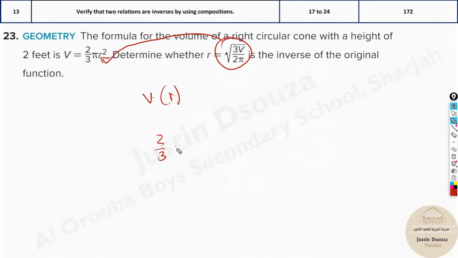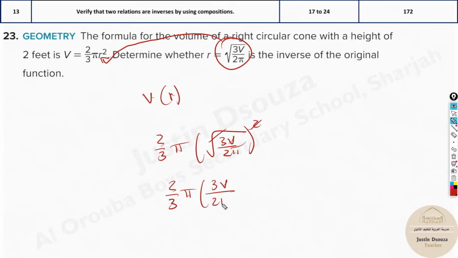It'll be 2 by 3 pi. Instead of r, I have the square root of 3V by 2 pi, squared. The square and square root cancel. You're remaining with 2 by 3 pi, and over here it is 3V by 2 pi. So 2 and pi cancel over here, 3 cancels. What are you getting? We started with V. Yes, it is just V. This is inverse. Okay, now this was the composition V of r, sorry.